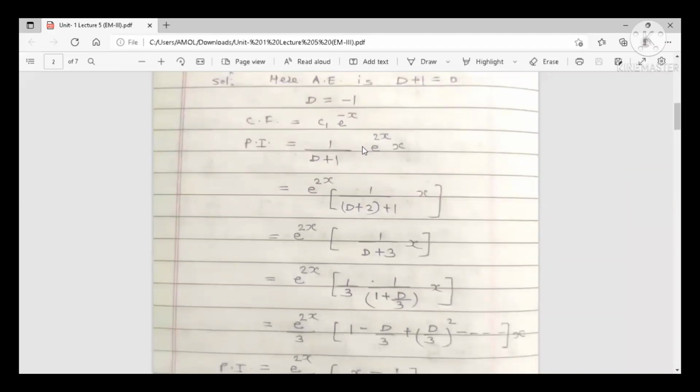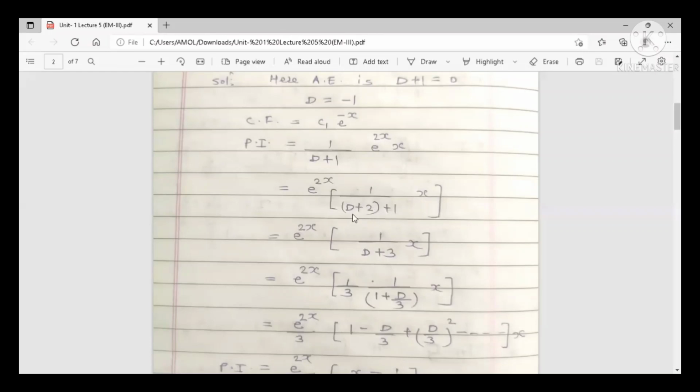This means you replace the term D by D plus a. The value of a is here 2, the coefficient of the exponential function. So you replace the term D by D plus 2 in phi of D. Phi of D is D plus 1. So in the next step, e raised to 2x as it is, replace D by D plus 2, plus the remaining term as it is, plus 1 as it is, x as it is. Now simplify this D plus 2 plus 1.